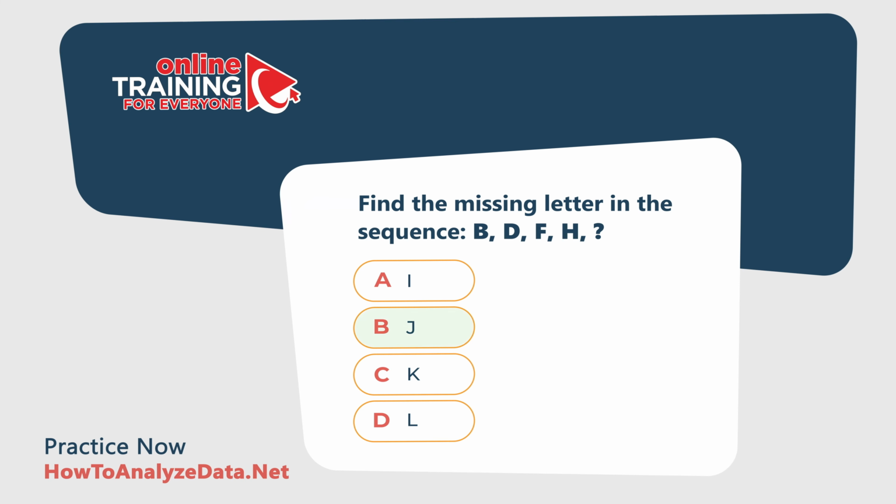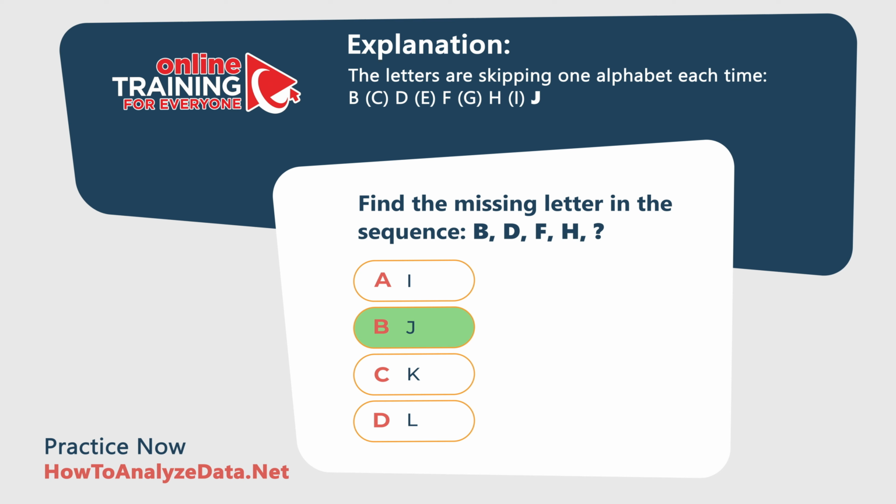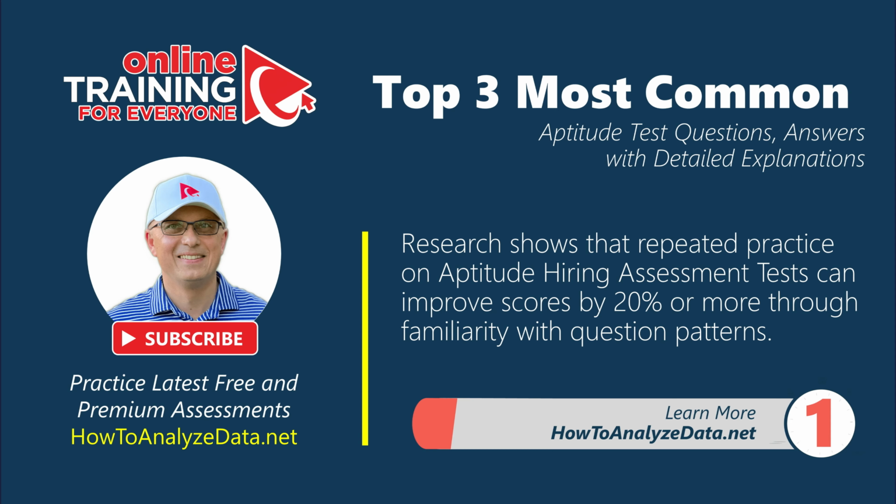The correct answer is choice B, J, and here's why. The letters are skipping 1 alphabet each time. B, then C skipped, D, then E skipped, F, then G skipped, H, and then I skipped, and the last one is J.